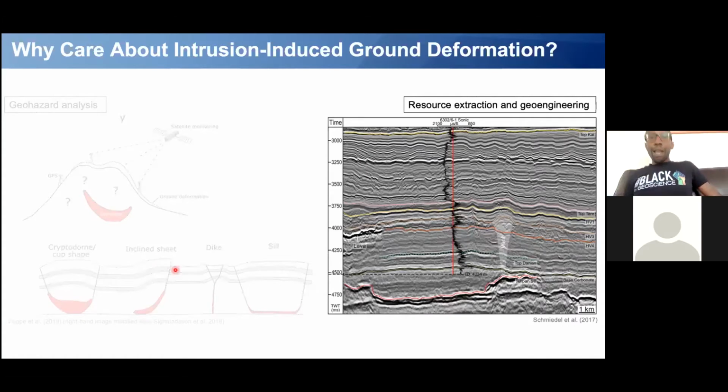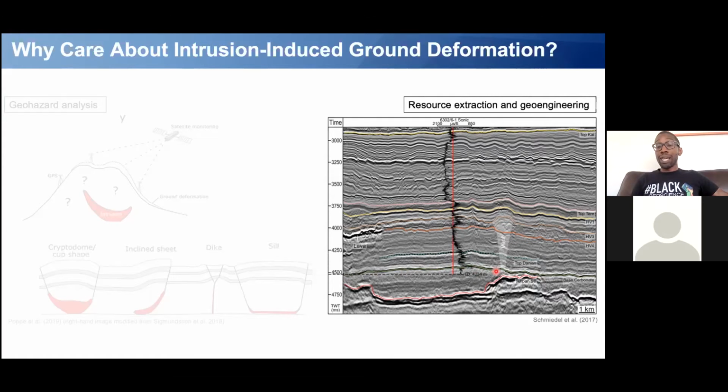We also care about ground deformation because it's important for resource extraction and geoengineering. As you can see in this image on the right-hand side, this is a seismic reflection profile. There's an igneous sill I'm tracing out here at the bottom. Above it, at the base of the Paleogene, there's a green reflection that has been mapped, and that's actually the reservoir layer here.